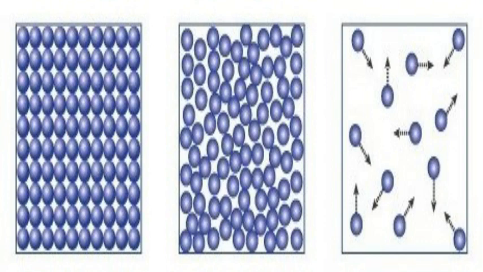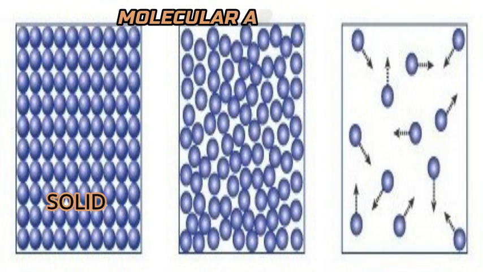In this clip, you will notice the differences of each state of matter. As you can see, molecular arrangement of solid is intact. Molecules cannot move around. That is why they create shape, and we cannot compress solid.